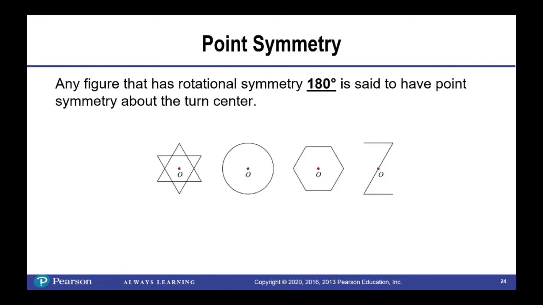Our last topic in this section is point symmetry, and any figure that has rotational symmetry of 180 degrees also is said to have point symmetry.